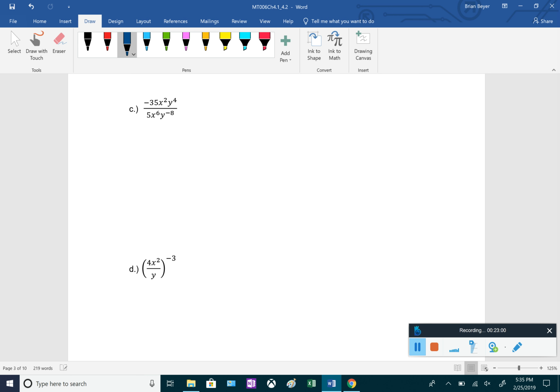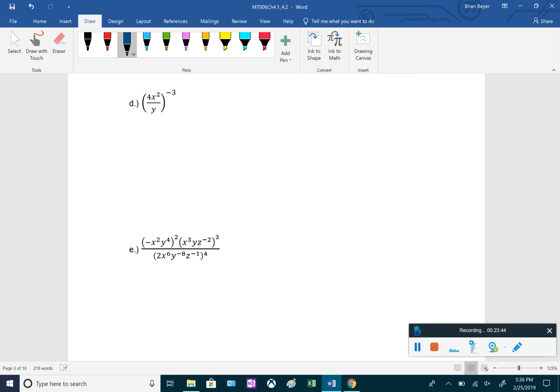Next one, we have negative 35 x squared y to the 4th over 5x to the 6th y to the negative 8. So negative 35 divided by 5 is negative 7. So we're dividing here, so we need to subtract exponents. So it's going to be x to the 2 minus 6, and then y to the 4 minus negative 8. So it's going to be 7x to the negative 4, y to the 12th. 4 minus negative 8 is positive 12. And then we have to make the exponent positive on the x, so it's 7y to the 12th divided by x to the positive 4.